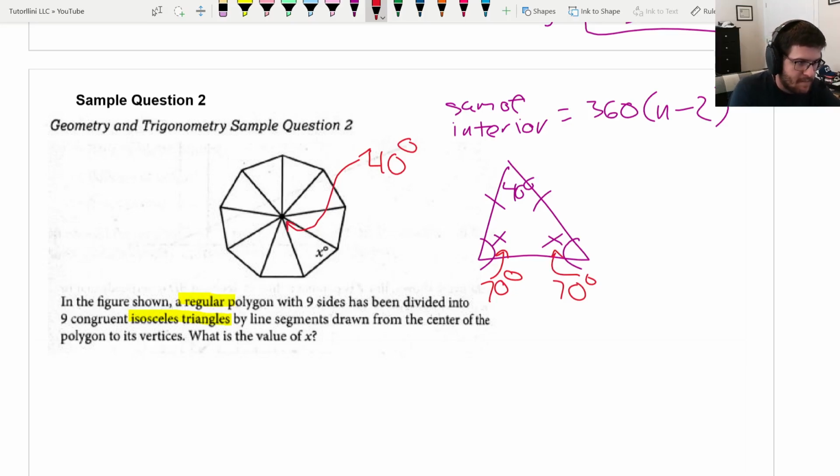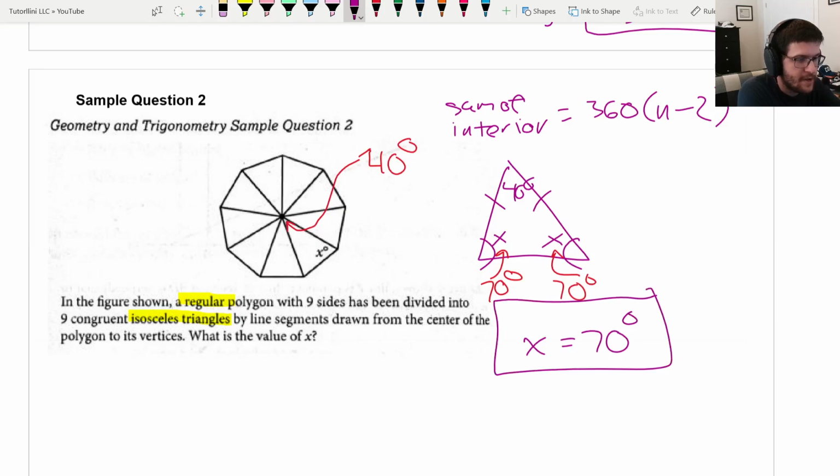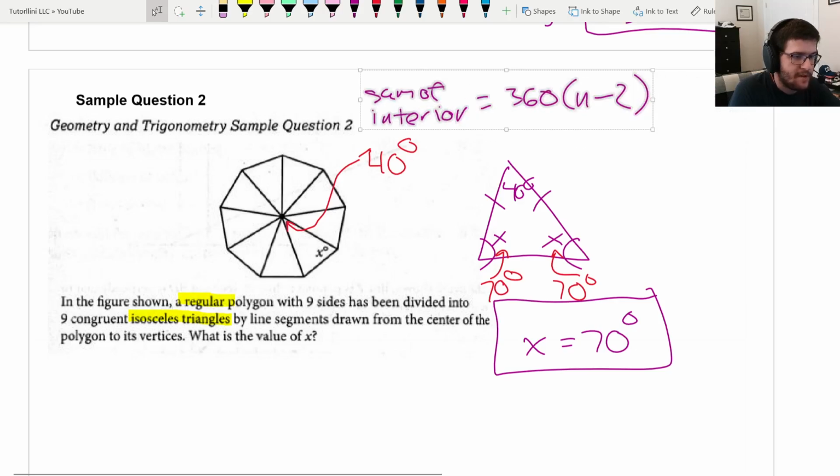And that's it. X is 70. So make sure for an isosceles triangle, you know how to solve for all the missing angles if they give you one of them. You only need one. So if they give you one of the base angles, you've got to know how to find the other two. If they give you the one where the two equivalent sides meet at the top, you've got to be able to find the other two as well. So for this case, we just did 180 minus 40, and then divide it by 2. That's it.